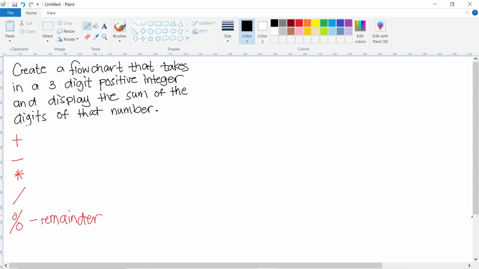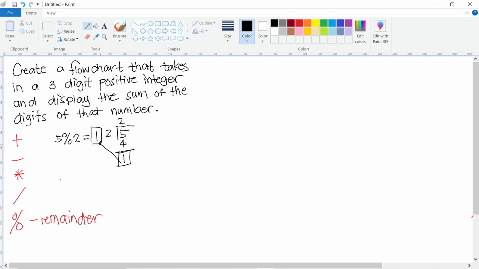So for the modulo operator, if we have 5 modulo 2, it will give us a result of 1. And why is that? Again, the modulo operator gives us the remainder of the division operation. If we divide 5 by 2, that would give us 2. Multiply by 2, that would give us 4. And the remainder is 1. That's the reason why 5 modulo 2 will give us a result of 1.